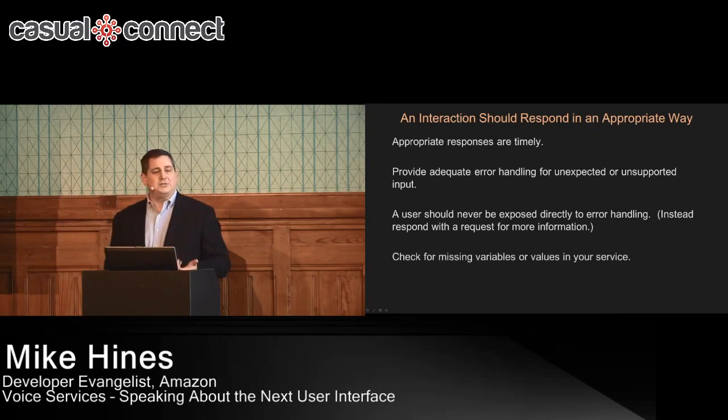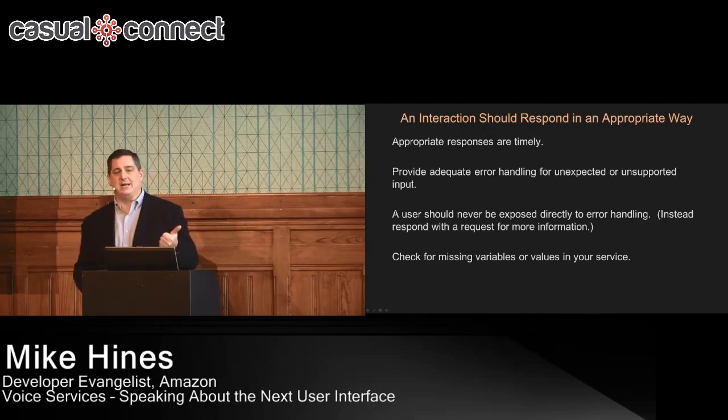So also check for missing variables. When the customer asks you to buy movie tickets, if they haven't specified what time or what show, you can go back and ask for that. I said for my favorite theater. Did I tell you what my favorite theater was before?